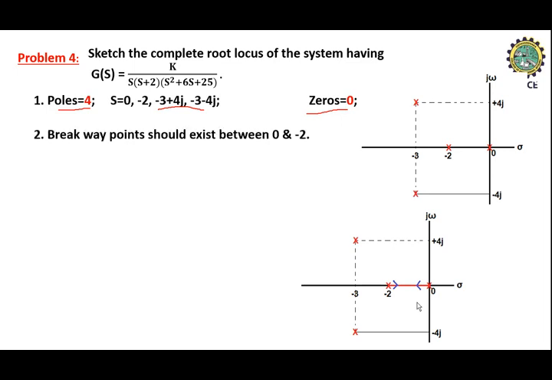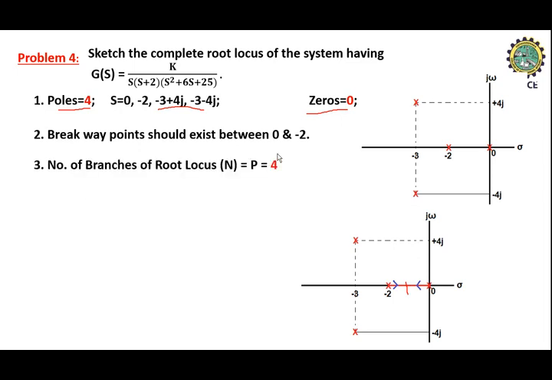Next, the breakaway point should exist between 0 and minus 2 because only two poles are present here. If the directions of these two poles are like this, somewhere between these two poles you'll be getting one point where both the poles will meet together and diverge in different directions. That comes between 0 and minus 2 only. So the breakaway point should exist between 0 and minus 2.